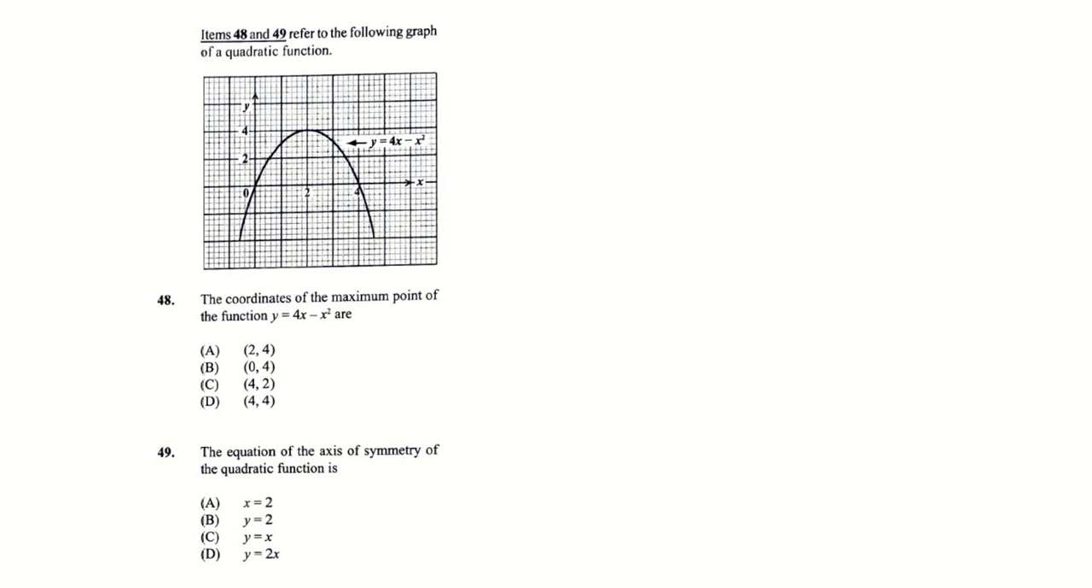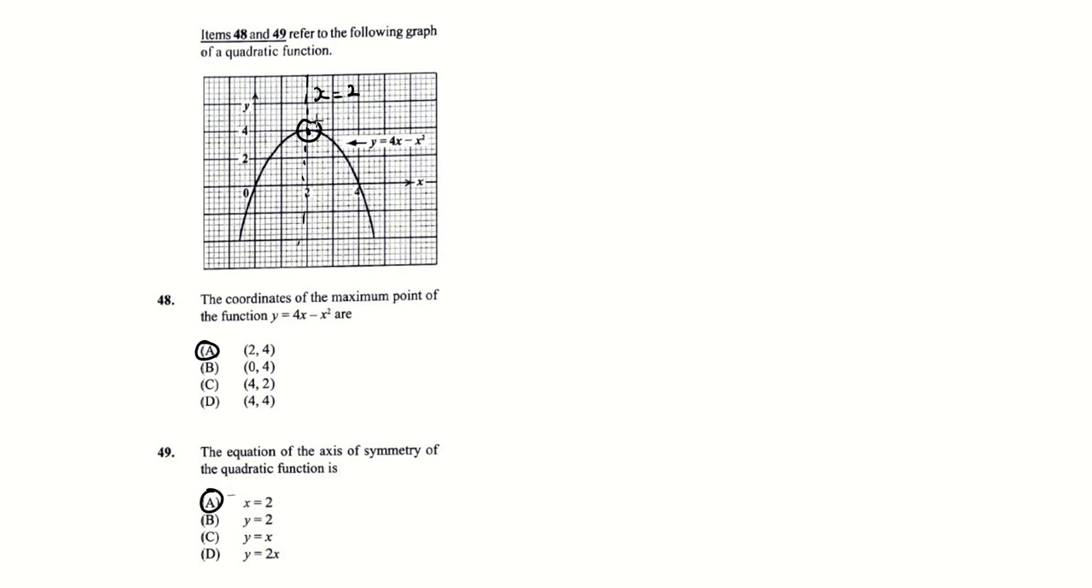48. This is a repeated question. We already did this question here. We know that this is your maximum point, which is x is 2, y is 4. So 2, 4. Then your axis of symmetry is where it intersects, that would be right here. And if you look at that line, x is equal to 2.